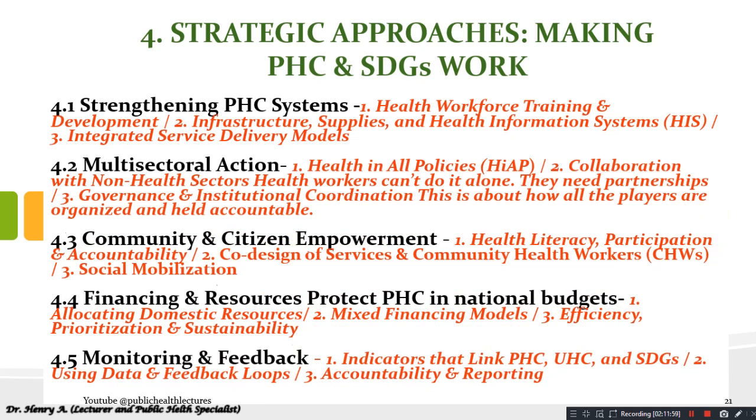What are those indicators that link the PHC, UHC, and the SDGs? We can't just pick random indicators. We need the right ones. Number one, use tracer indicators. They measure service coverage, financial protection, quality, equity, and resilience. Number two, track across all stages: inputs like staff, medicines, processes, outputs, outcomes, and long-term impact. Track it across all the stages. How is it going? Check it.